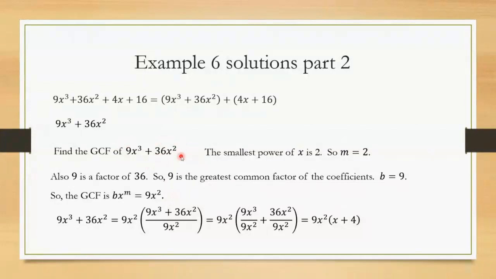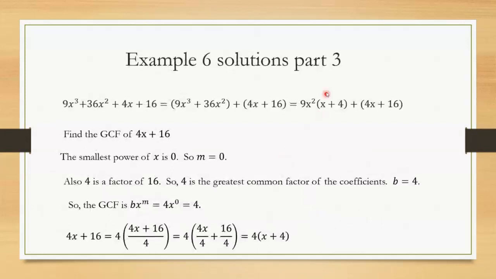So for this group, the GCF would be 9 times X squared. What we do then is factor out 9 times X squared, because we're going to factor it out. You divide to see what's left over. When you divide into each term, the 9s are gone. X cubed over X squared is just X. 36 over 9 is 4. X squares cancel. So we have this. That's for the first group only.